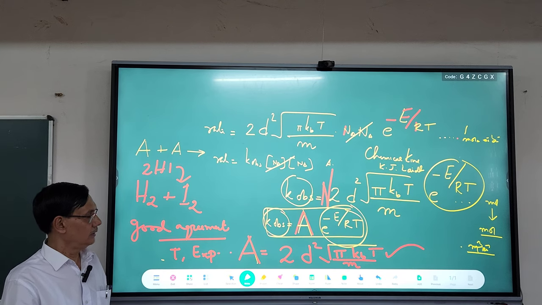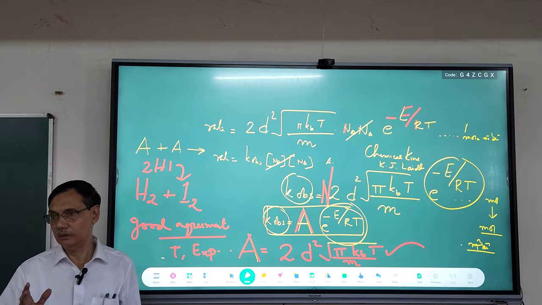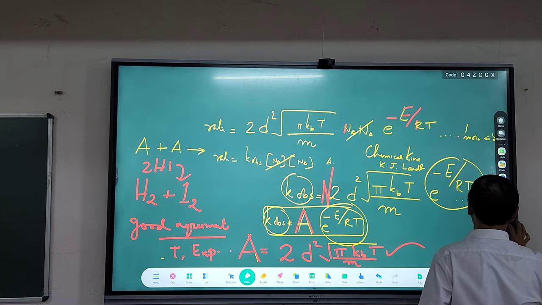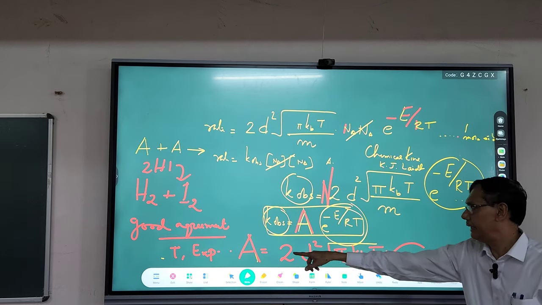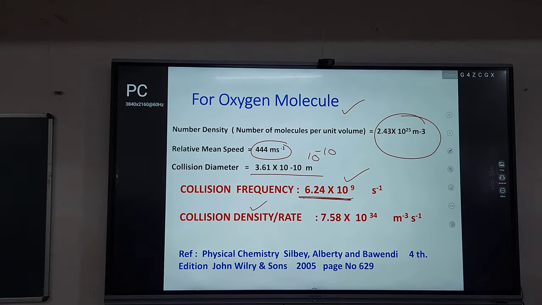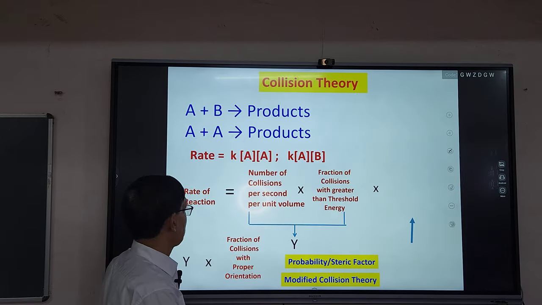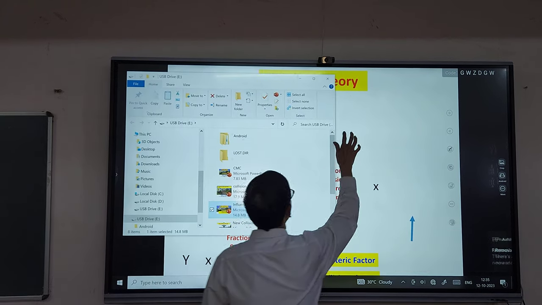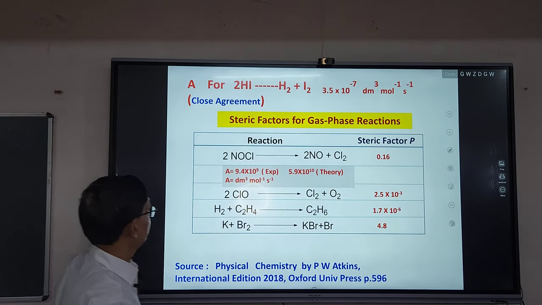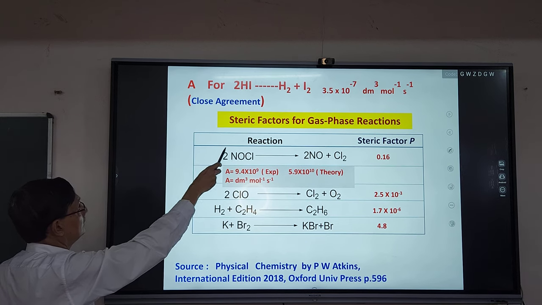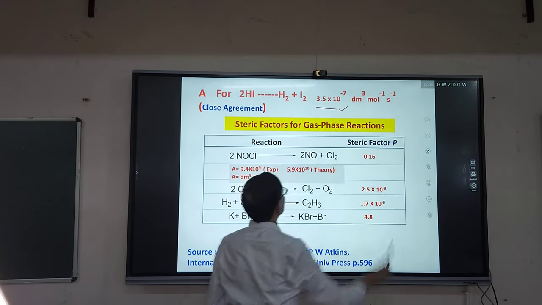last point, what are the demerits of the collision theory? Demerits of the collision theory. Just one last slide. You follow these things? The actual meaning of A and this thing. Again, it is for similar molecules, identical molecules. For dissimilar molecules, it is slightly different. So the last slide is that, yes. Now, as I told you, for the first case, hydrogen iodide, the values are very good.